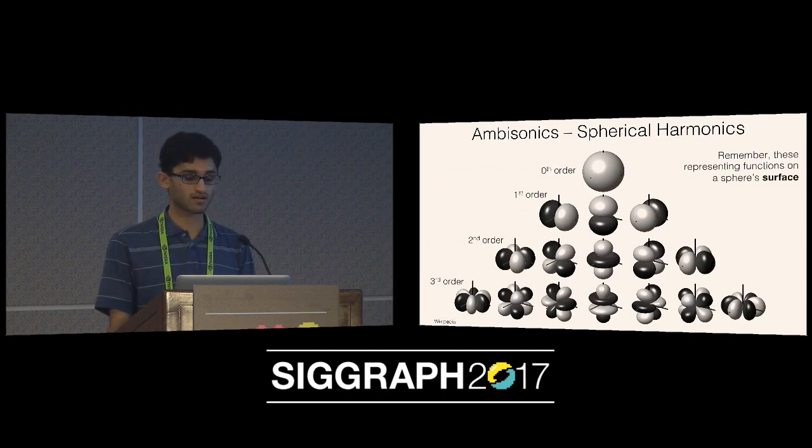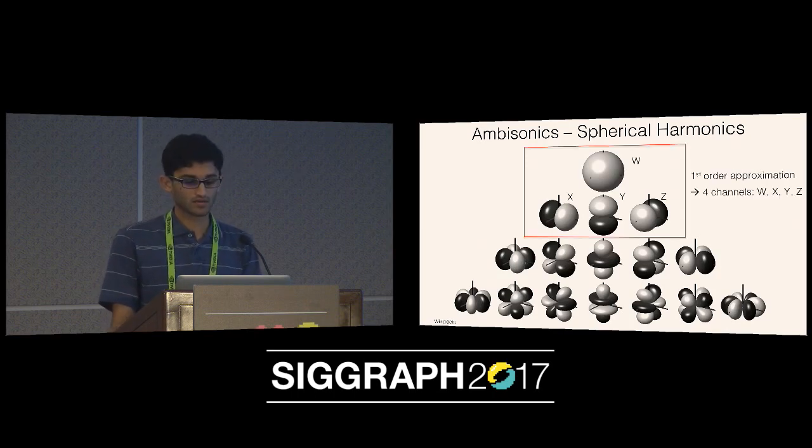This is a visualization of the spherical harmonics amplitude at each angle, and I want to remind you that these functions exist on the surface of a sphere, even though you see somewhat electron orbital shaped things here. For ambisonics, we're only going to use the first four channels. W is the omnidirectional component, and so this gives you the sound in every direction. And then X, Y, and Z are positive and negative lobes that correspond to more or less stereo components of X, Y, and Z.